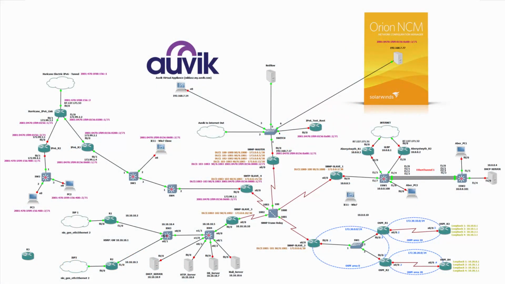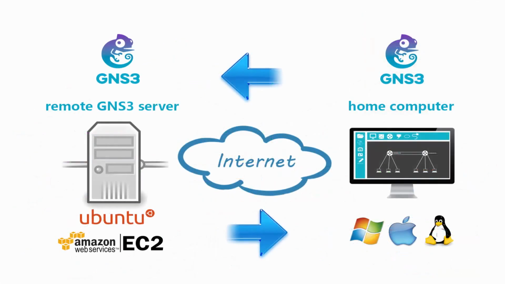So what does this actually mean, run GNS3 from the cloud? Well, imagine you work on a big topology, running many routers, IO devices, many virtual machines. Your PC is getting slower and slower as it runs such a big topology. Let's have a look at how it works.